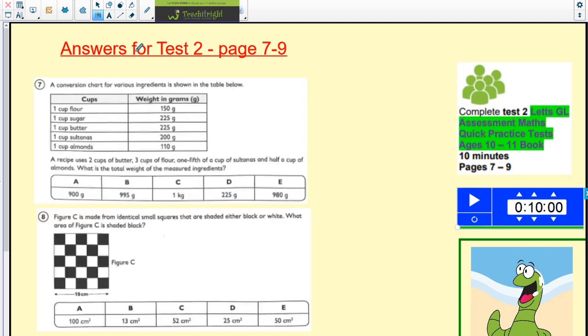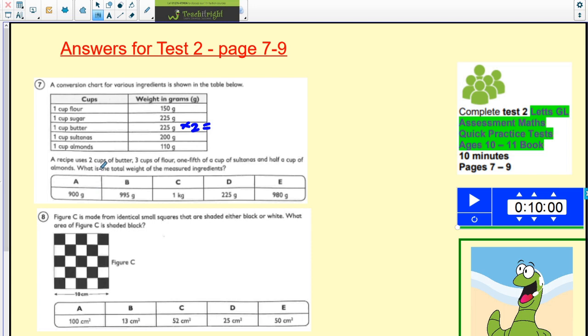Question 7. A conversion chart for various ingredients is shown in the table below. So a recipe uses 2 cups of butter, 3 cups of flour, 1/5 of a cup of sultanas, and half a cup of almonds. What's the total weight? Oh my goodness, right, let's get going. So I'm going to do here the numbers we need. So the recipe uses 2 cups of butter. So it's that times 2.